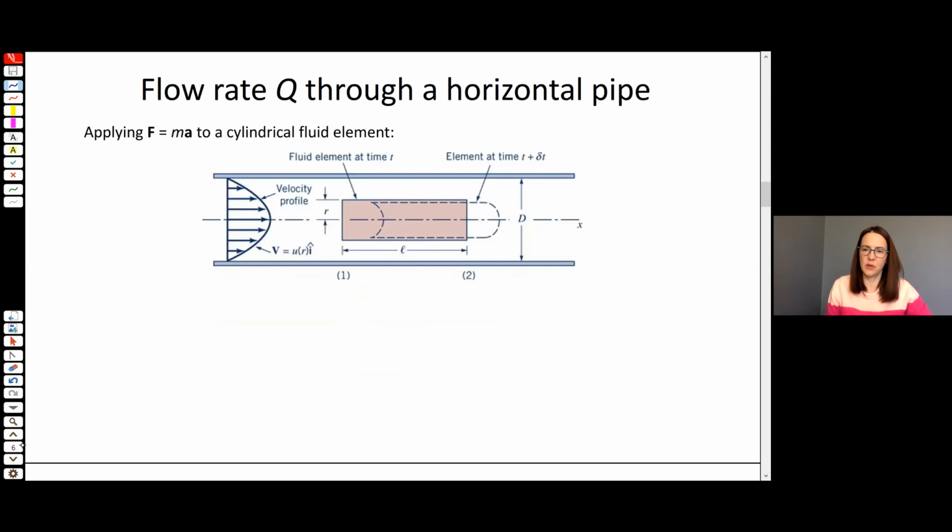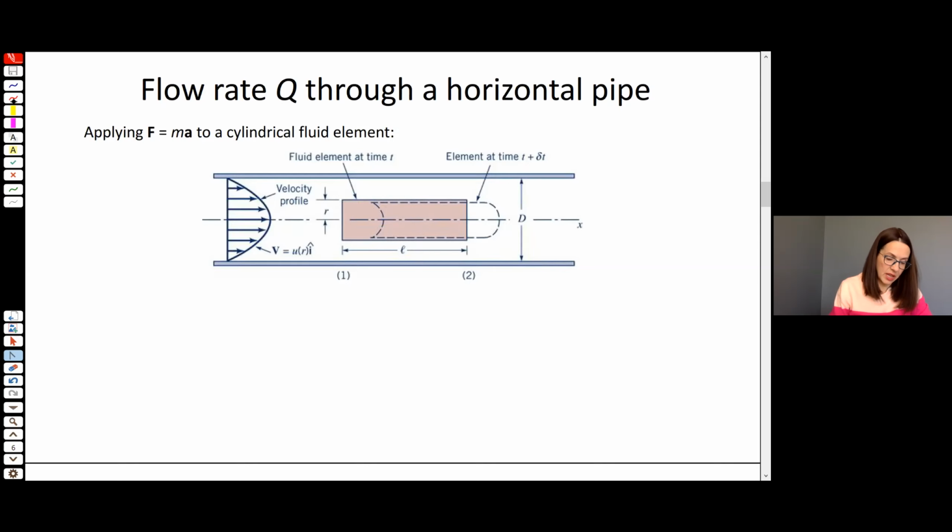All right, so let's write down an expression. Let's develop an expression for the flow rate through a horizontal pipe. So to do that, let's look at this pipe section here. We've got this nice parabolic velocity profile, so that means we've got fully developed laminar flow in a pipe. And we've got a pipe with a diameter d, and we've got a cylindrical fluid element. It's shaded in pink at time t. At time delta t later, it probably looks a little bit like this dashed outline, right?